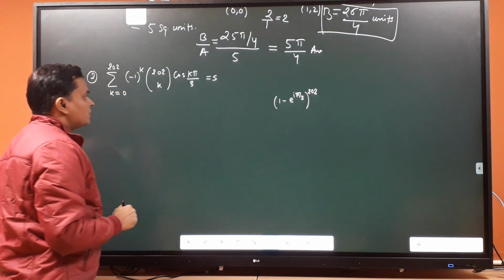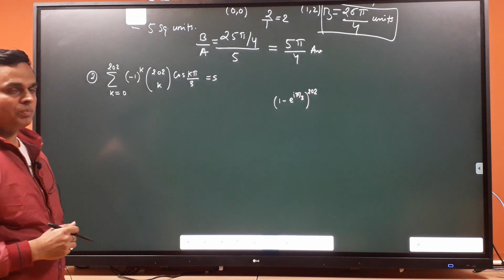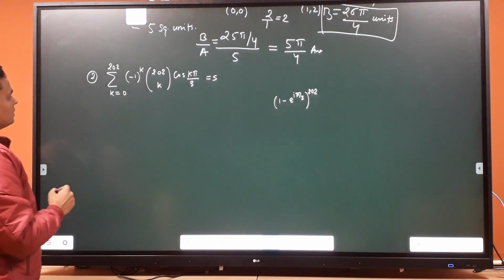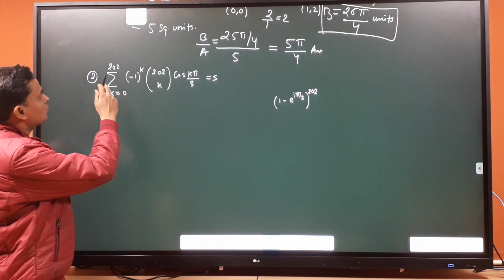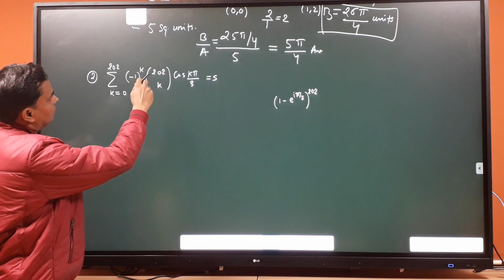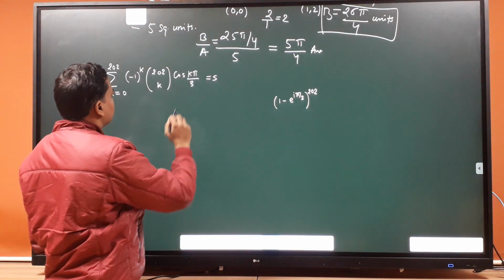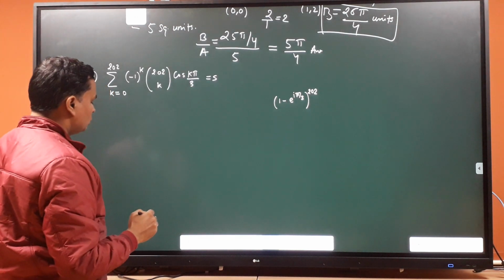The next question is an interesting question. It is from the complex numbers topic. See what it says: the summation k equals 0 to 202 of (minus 1) to the power k, 202 C k, and cos k pi by 3. Okay.